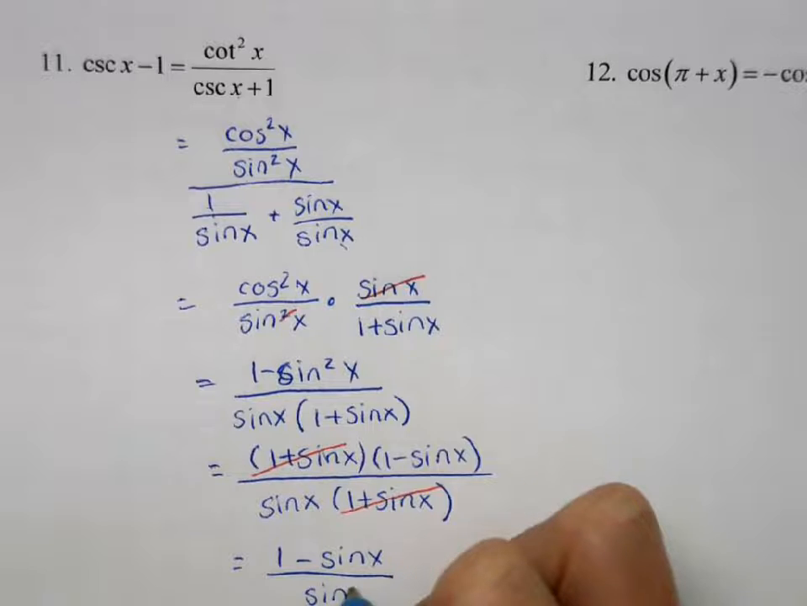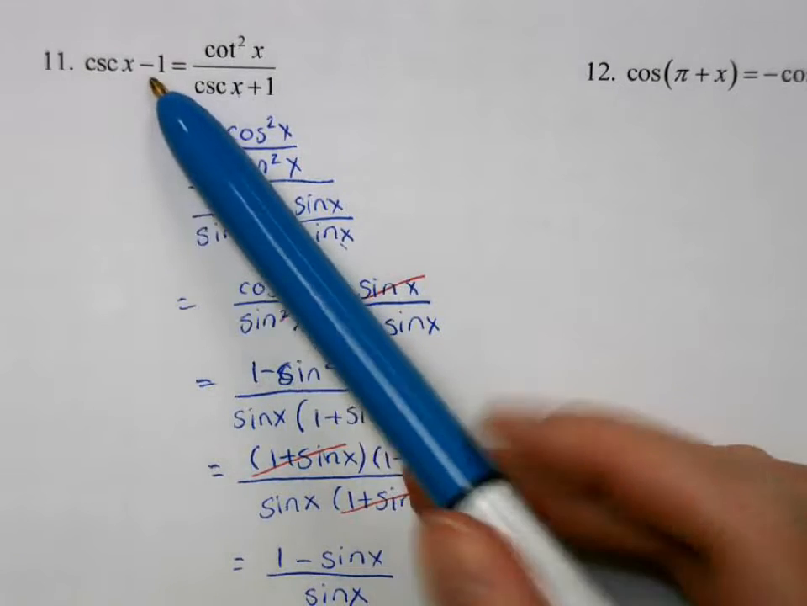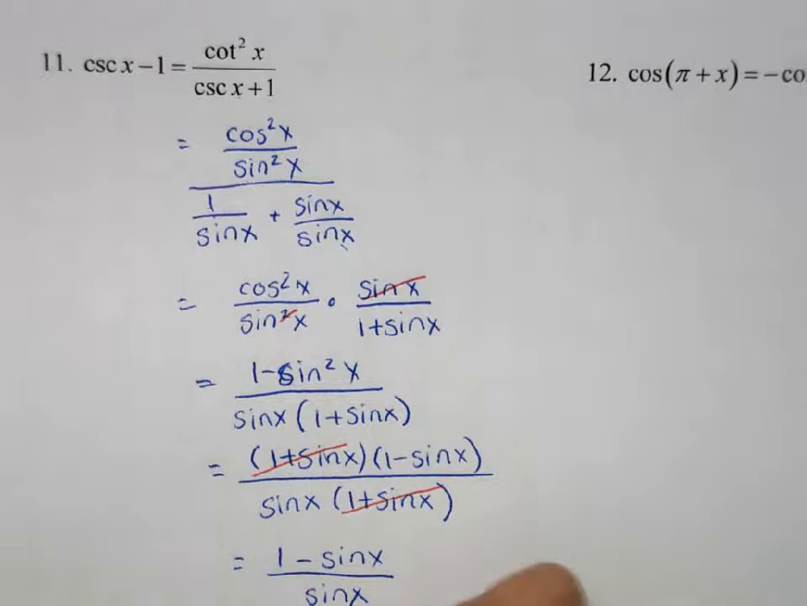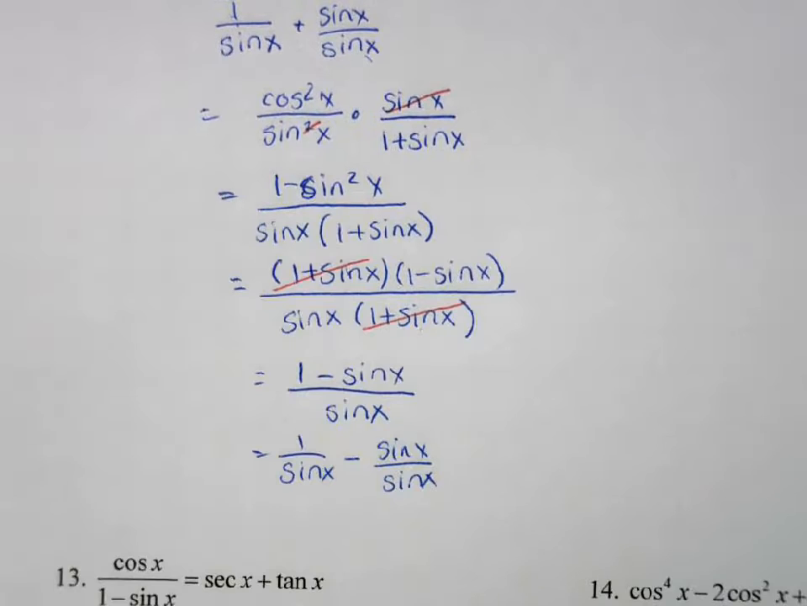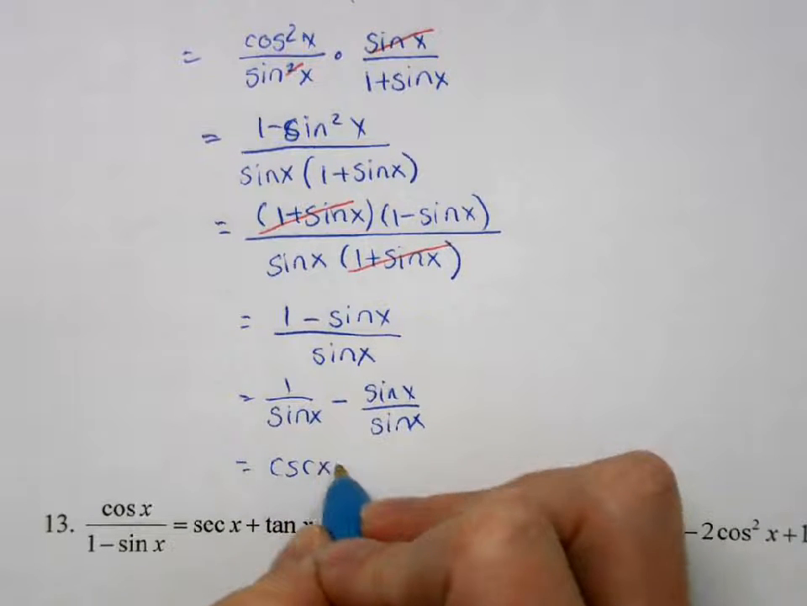Looking at what I'm trying to get here, I'm looking for a cosecant minus 1. So if I split this up into 1 over sine of x minus sine of x over sine of x, undoing basically the common denominator, 1 over sine of x is cosecant of x. Sine over sine is in fact 1.